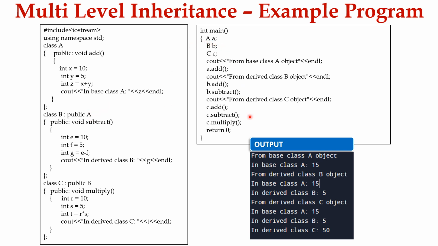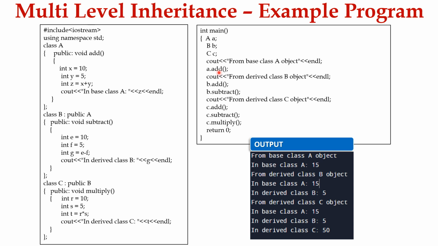Now let's see the overall execution of the program. We all know that the execution starts from main function. So here we have created the objects small a, small b, and small c for the classes capital A, capital B, and capital C. The next statement is the cout statement, where we have just printed to the user "from base class A object". So it has been displayed as shown in the output. The next statement is a.add. So using the object of class A, that is small a, we have accessed the method which is available in class A, that is add.